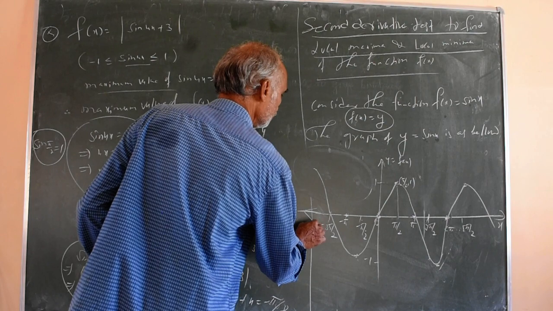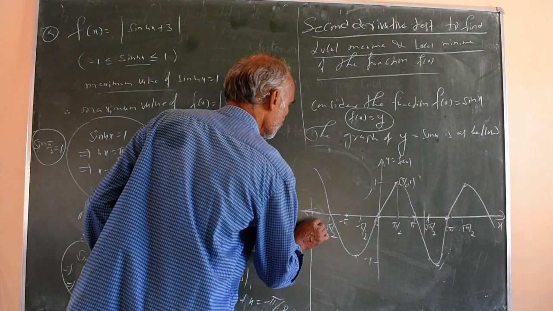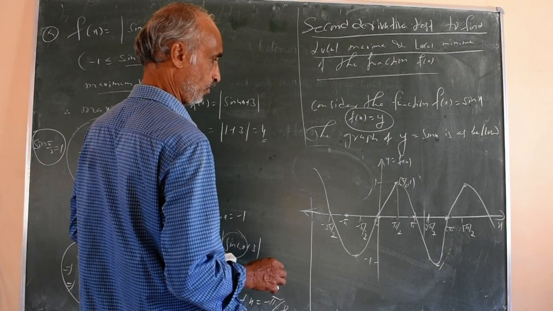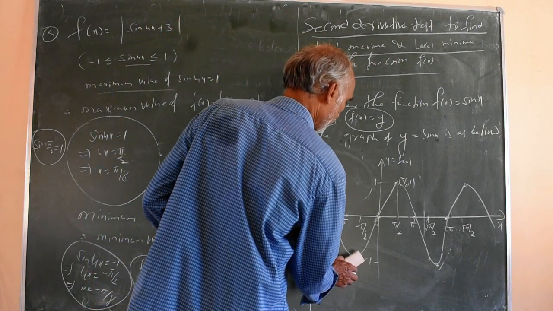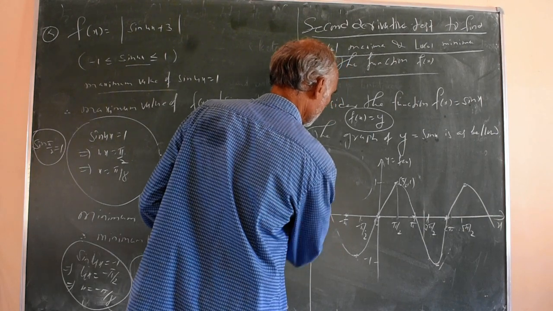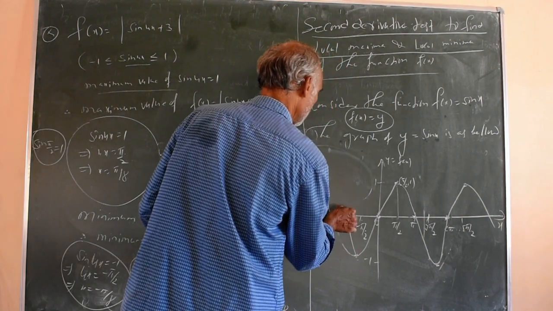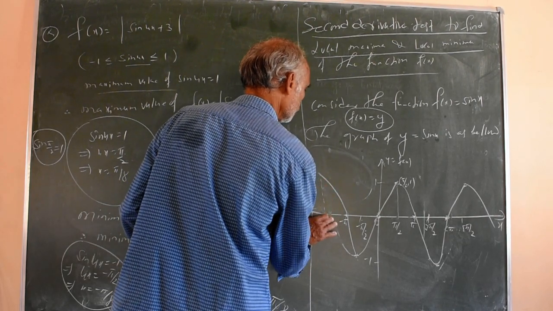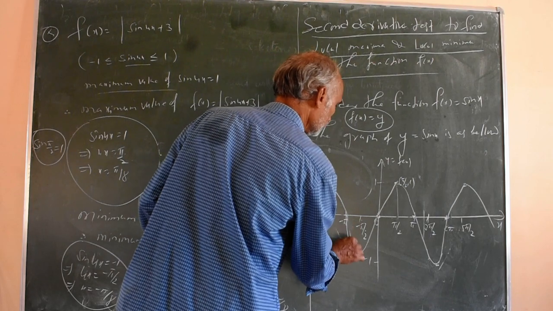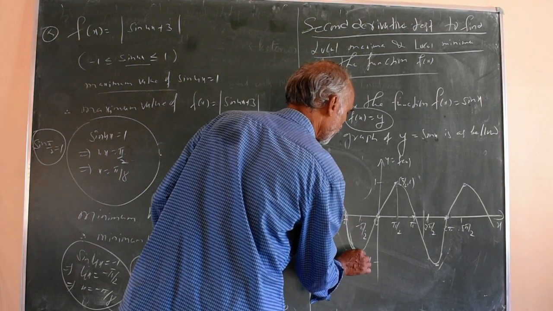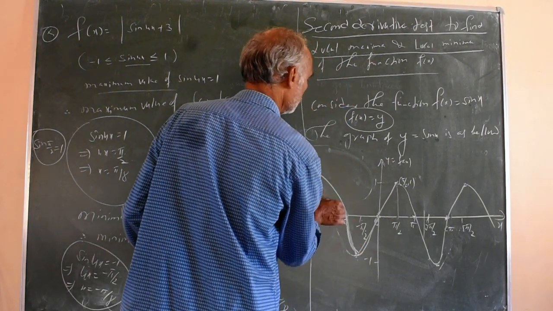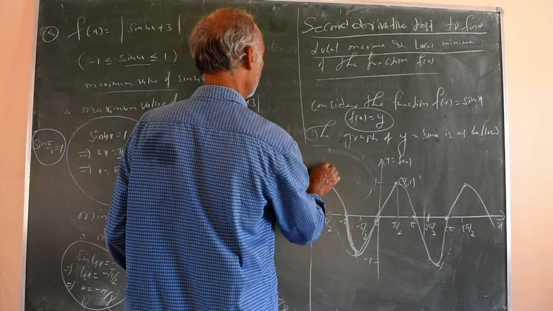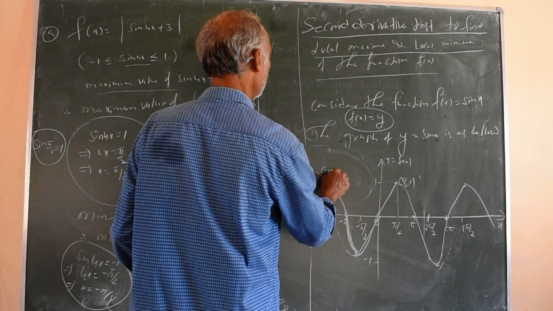Let us take x is equal to minus 3 pi by 2. The graph from pi by 2, and sine of minus pi is 0, so x is equal to 3 pi by 2 is 1. Because sine of minus pi is 0. It is 1 at minus 3 pi by 2.